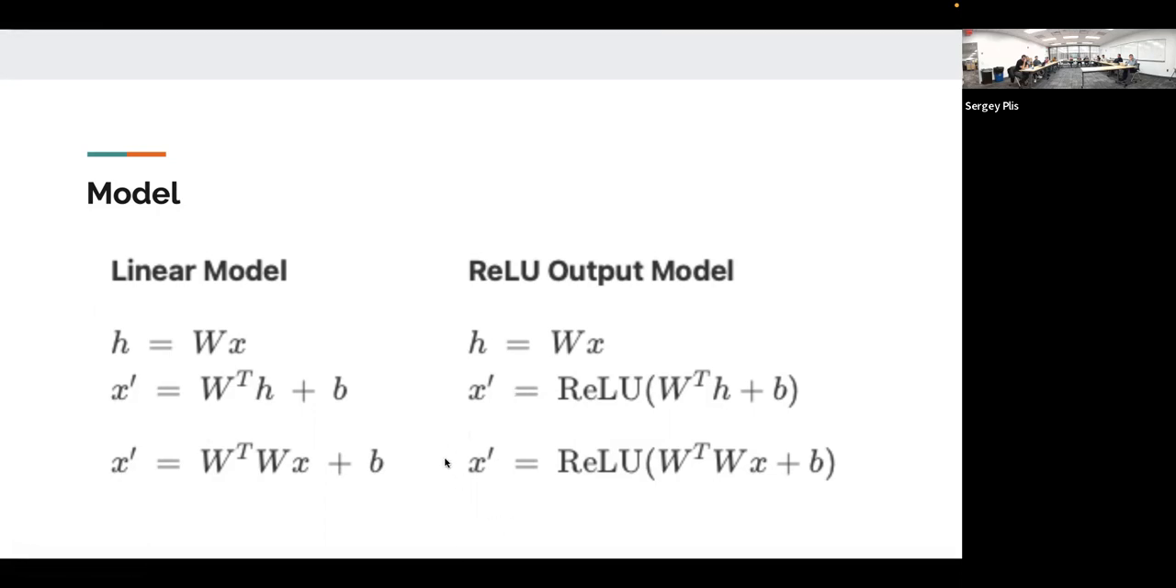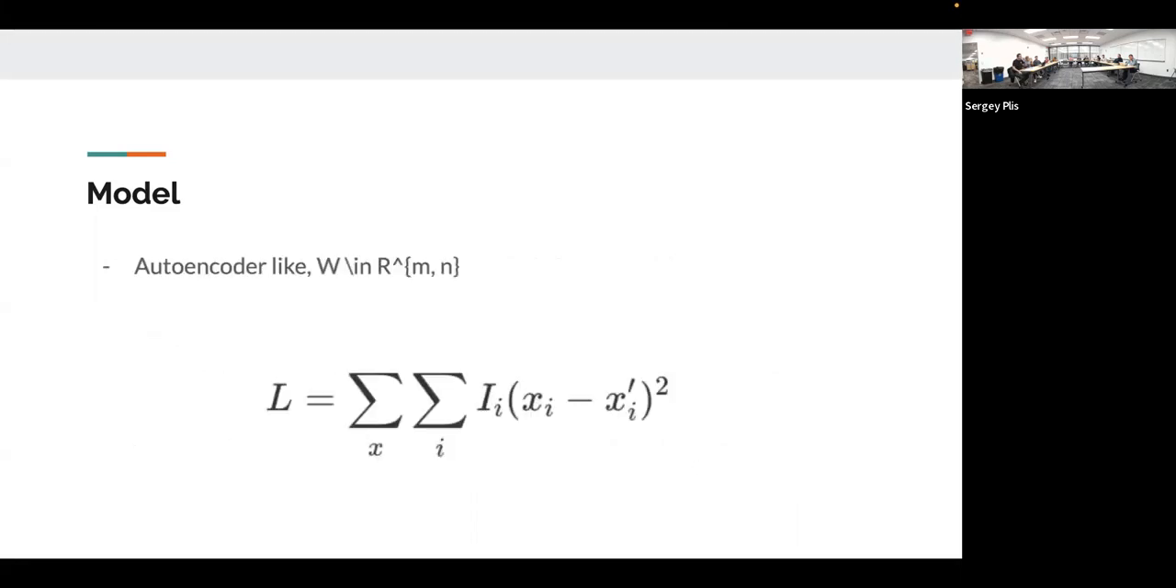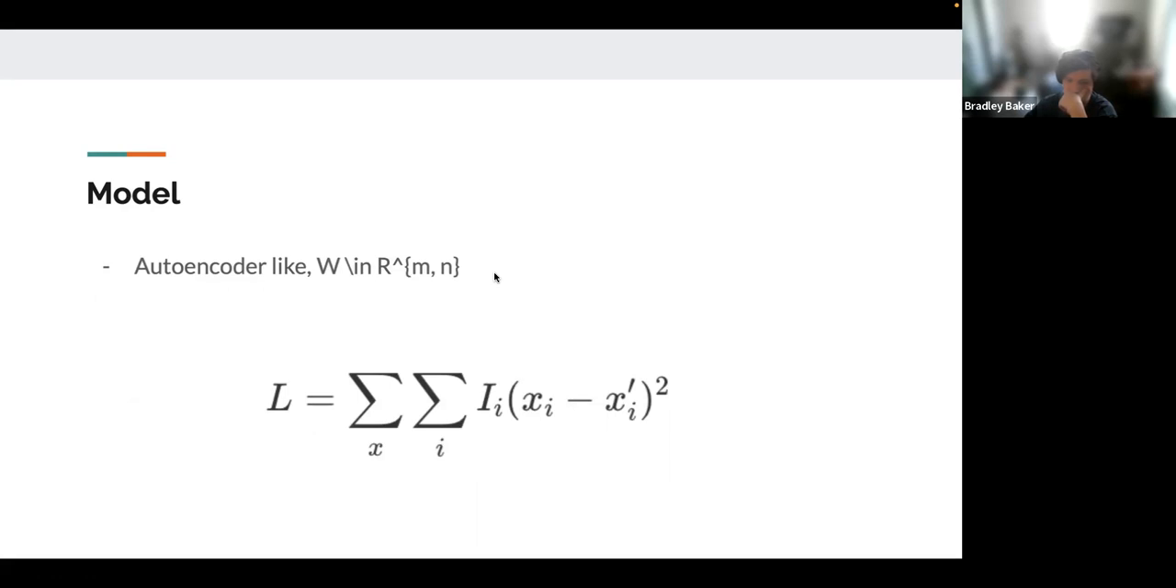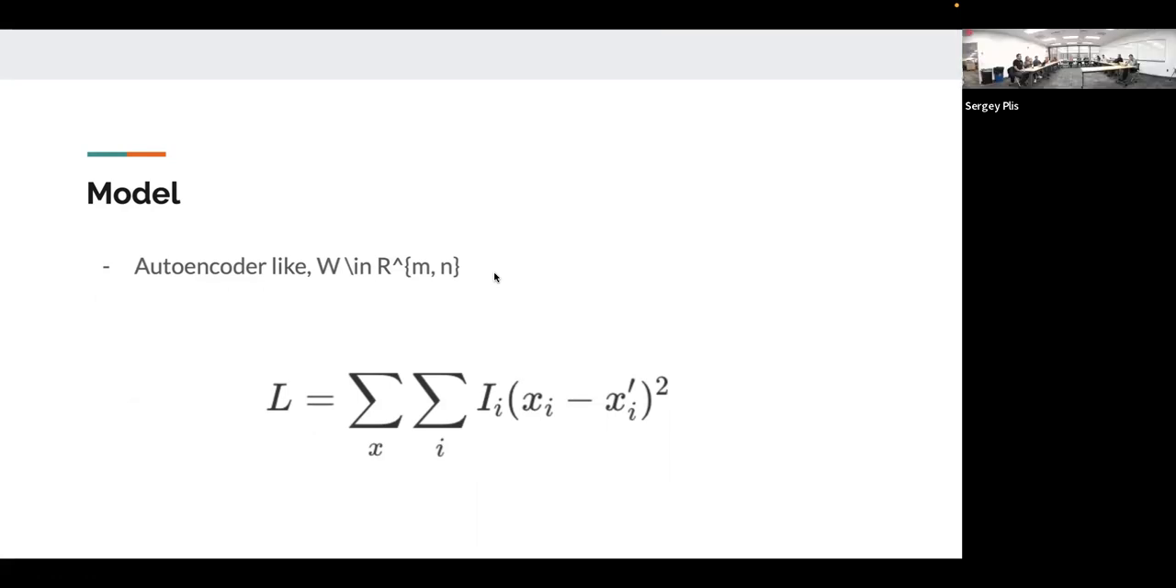So X', called X prime, is the reconstruction, and that's also how they train it. It's essentially an autoencoder with W a real matrix, n by n. The loss they have, where I is the importance of each of the features, and the features in this case are in X, is the mean square, or the sum squared error.